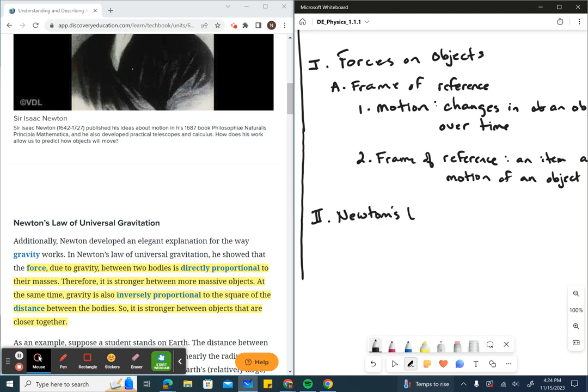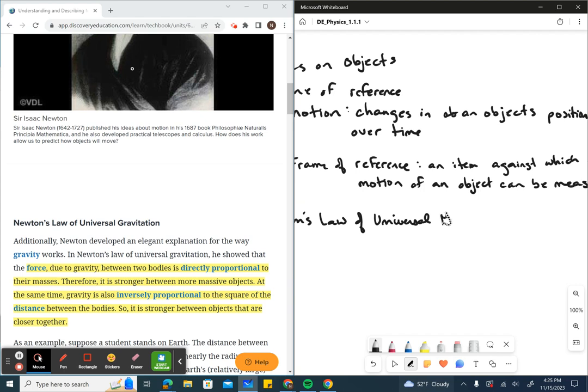Newton's law of universal gravitation. All right, that's what we just wrote right here. Newton's law of universal gravitation.